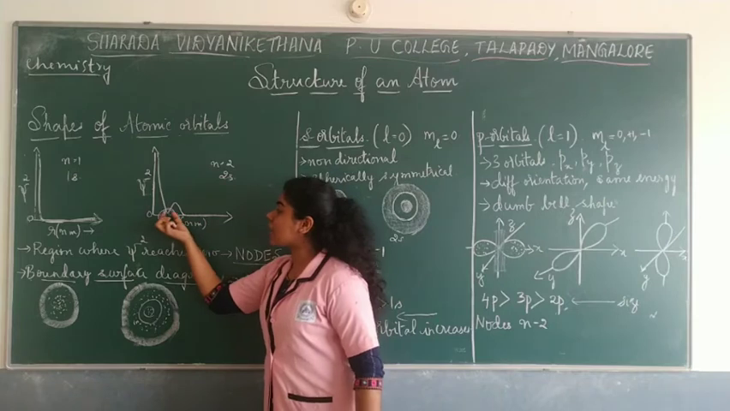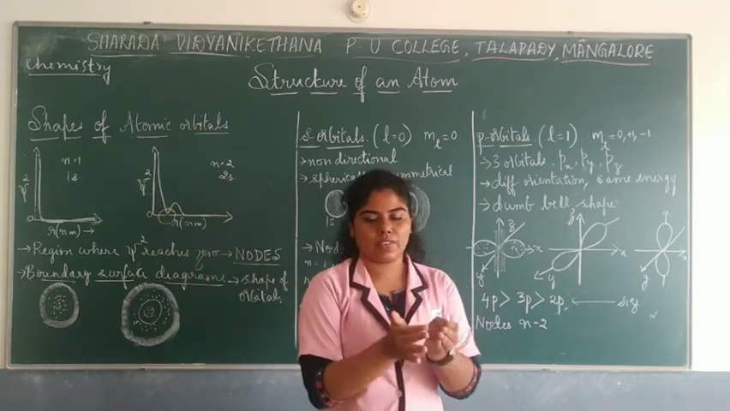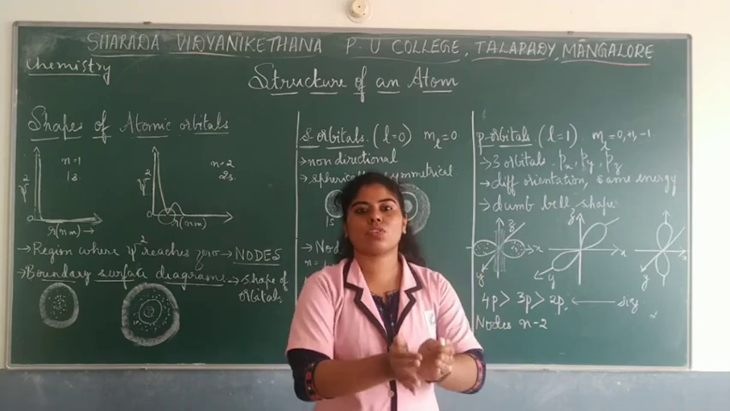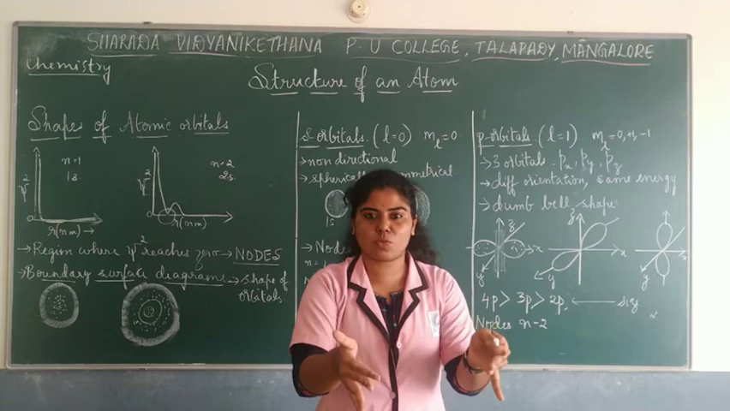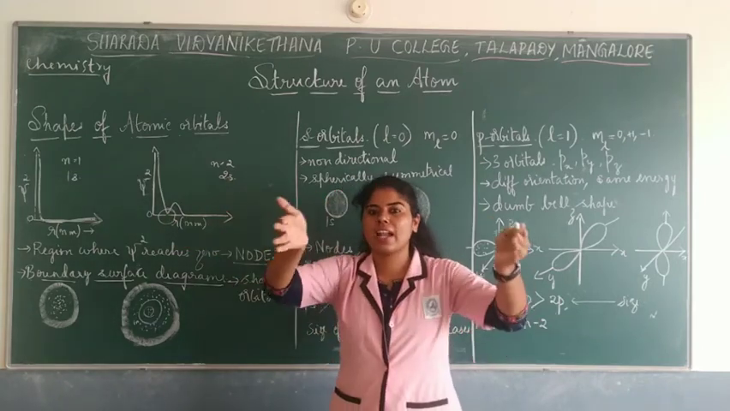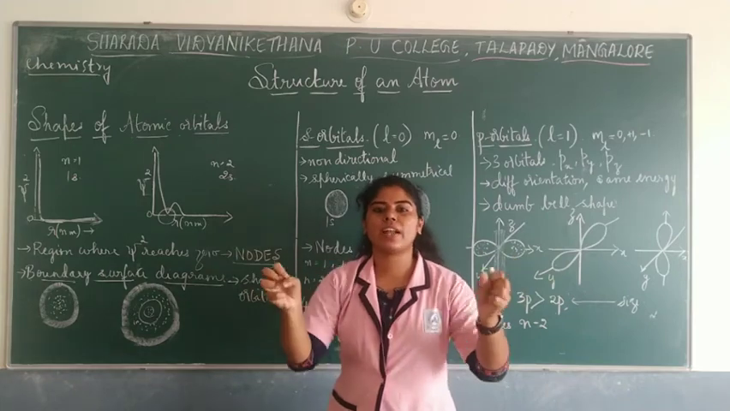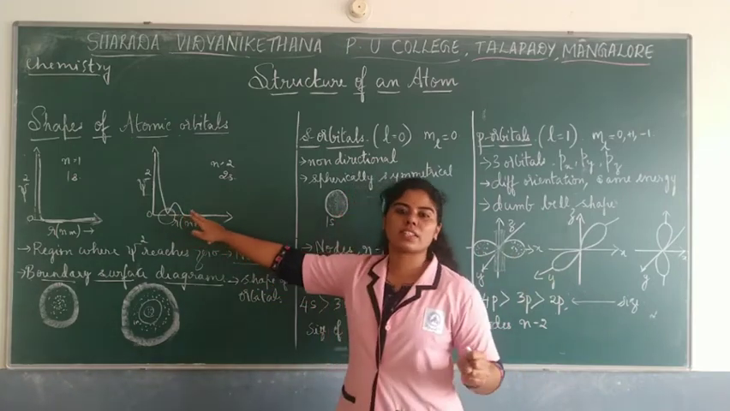So why is this increase here? Because we know that first comes 1s, then comes 2s. So there is 0 where we can't find the electron. That space is 0 here, and then when you go to 2s, when the radius increases, the probability of finding an electron in the 2s orbital also increases. So that is what this graph denotes.